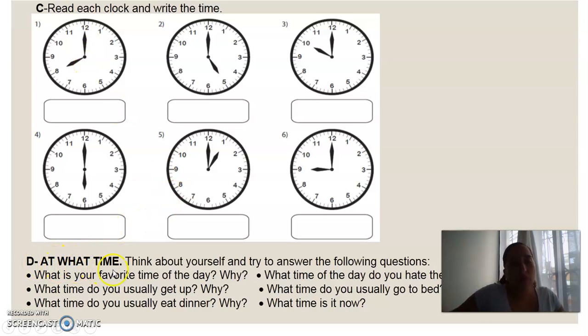And D, at what time, think about yourself and try to answer the following questions. Those are personal questions. Ustedes me van a contestar estas preguntas que son preguntas personales. ¿Cuál es su hora favorita del día? ¿Por qué? ¿A qué hora usted usualmente se levanta? ¿Cuál es la hora en que usted usualmente cena? ¿Cuál es la hora del día que usted detesta más? ¿Cuál es la hora que usted usualmente se va a dormir? ¿Y qué hora es en este momento en que usted está viendo este video?